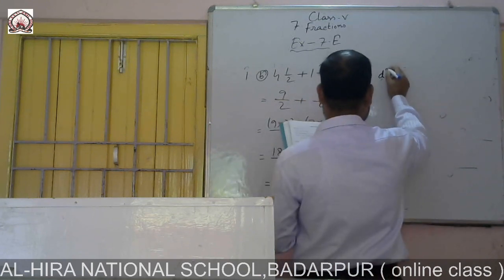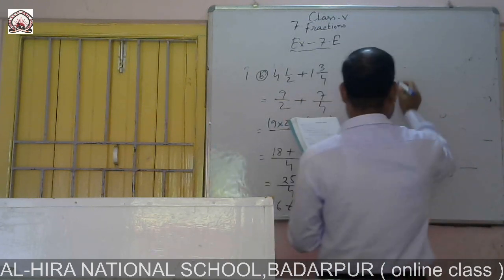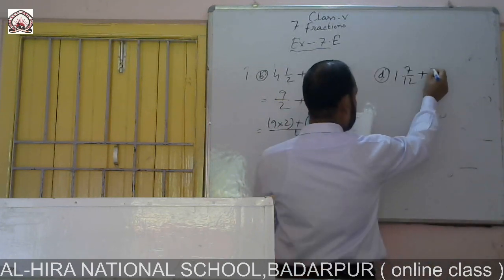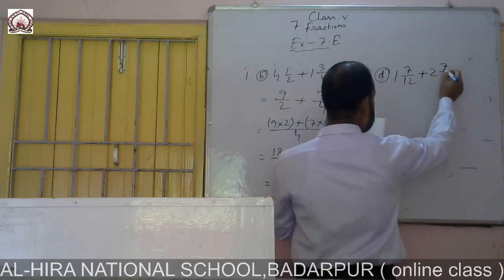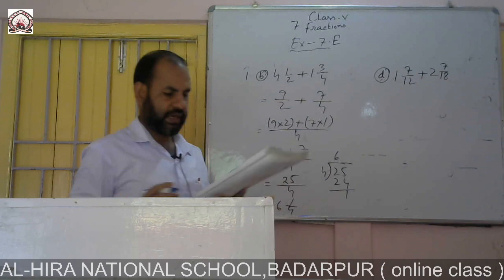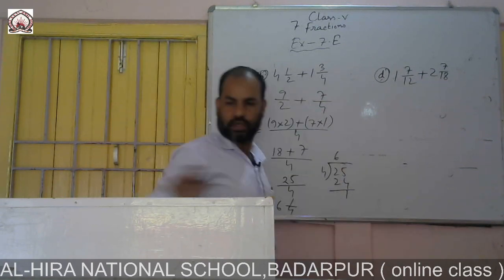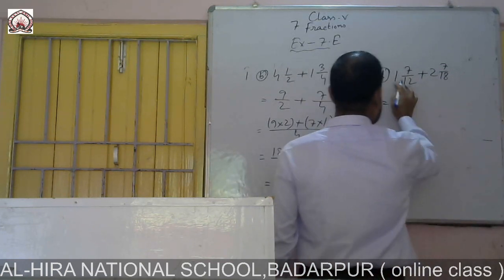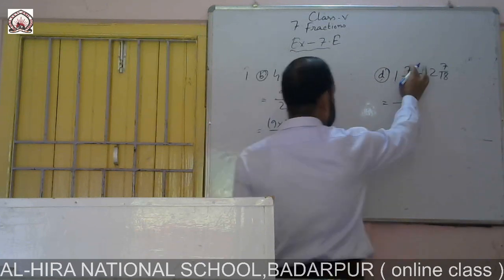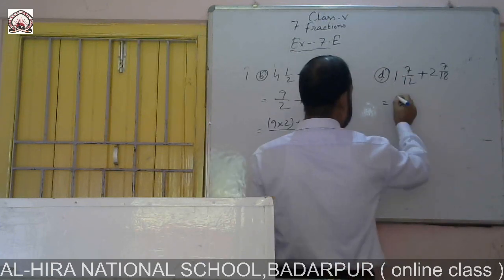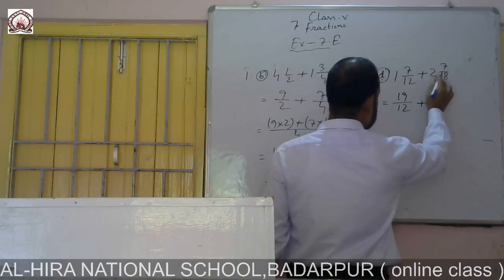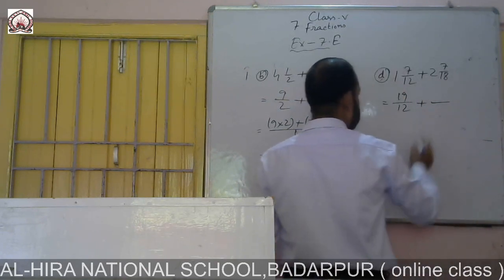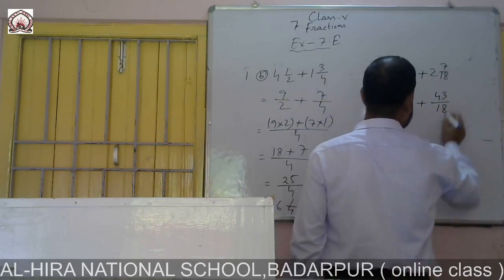Question number D. 1 7 by 12 plus 2 7 by 18. This one is also a mixed fraction, change to improper fraction. 12 1 is 12 and plus 7, 19. 19 by 12 plus 2 18s are 36, 36 plus 7 is 43. 43 by 18.